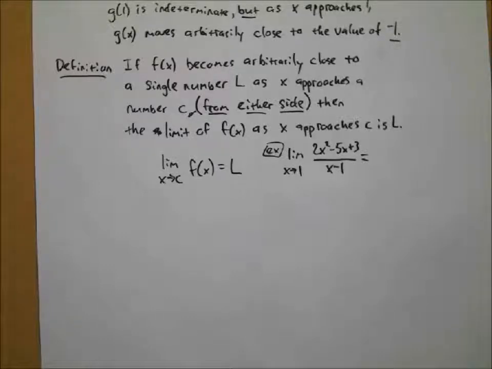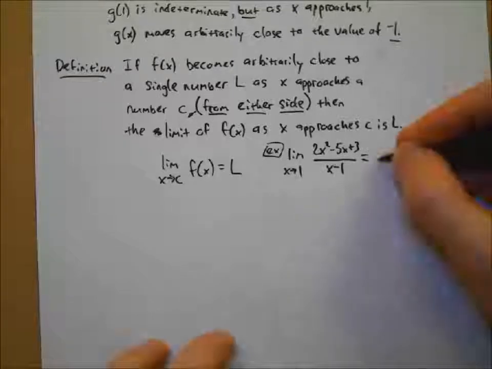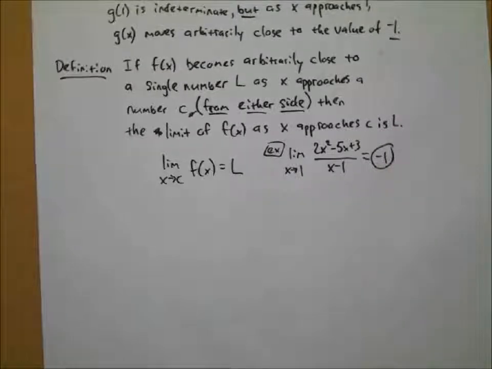What do we figure it out to be? Negative 1, right? The function, as x approaches 1, the function value is going to approach negative 1. Okay? So that's the idea behind that. Alrighty? So let's try another one here.